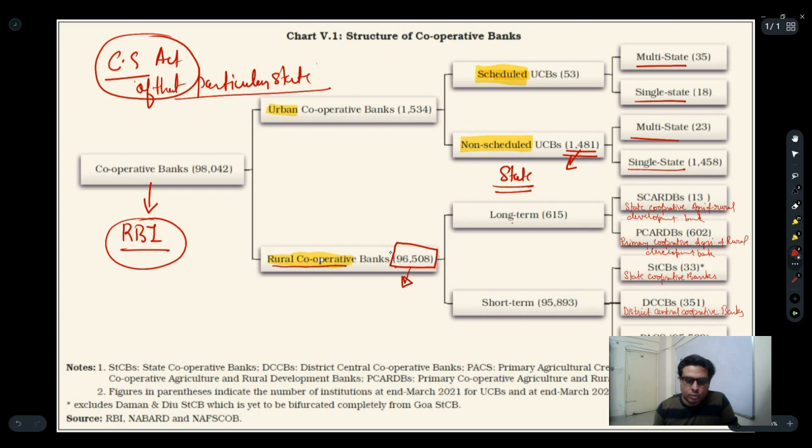This is the total number of rural cooperative banks in India. So there is a presence of rural cooperative banking at the very grassroots level, right? Especially this short term. If you compare the data of the number of short term cooperative rural banking, it is the biggest number, right? And here the structure is like a pyramidal structure.